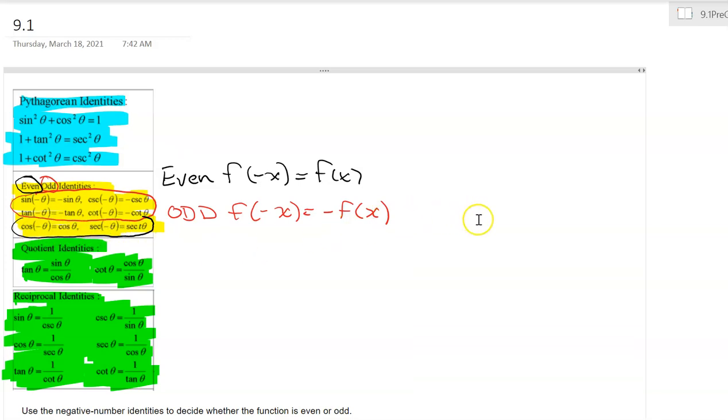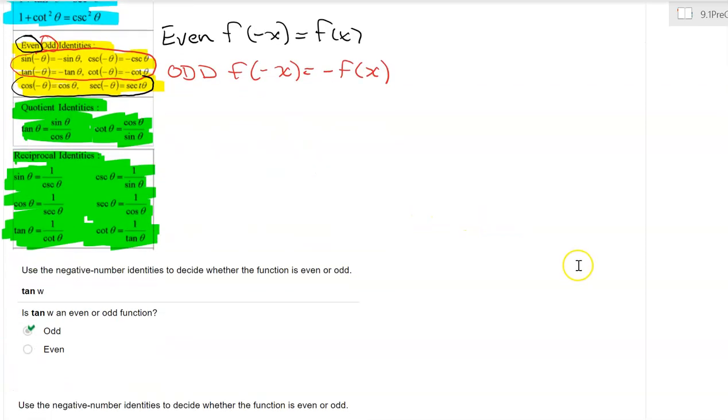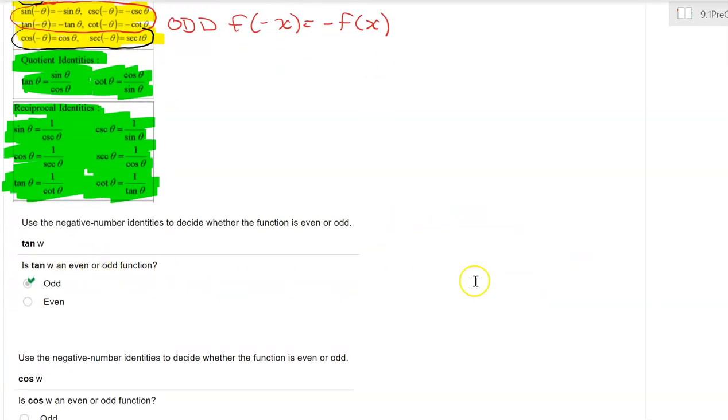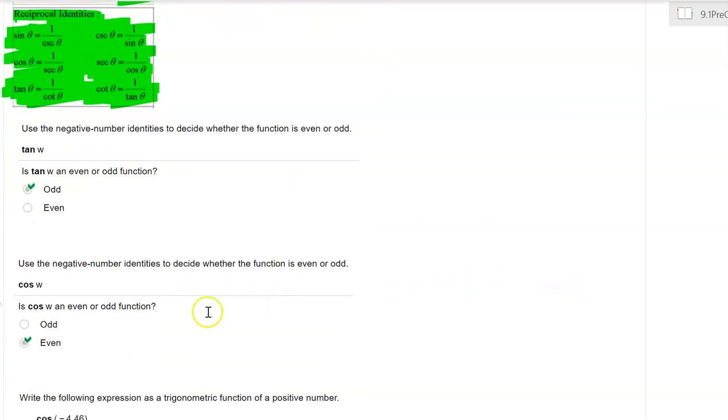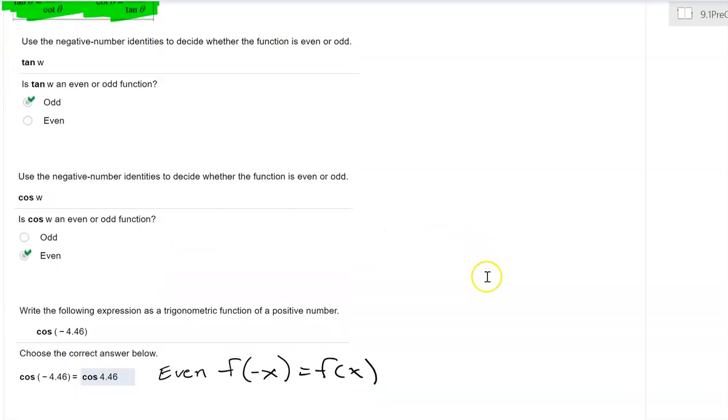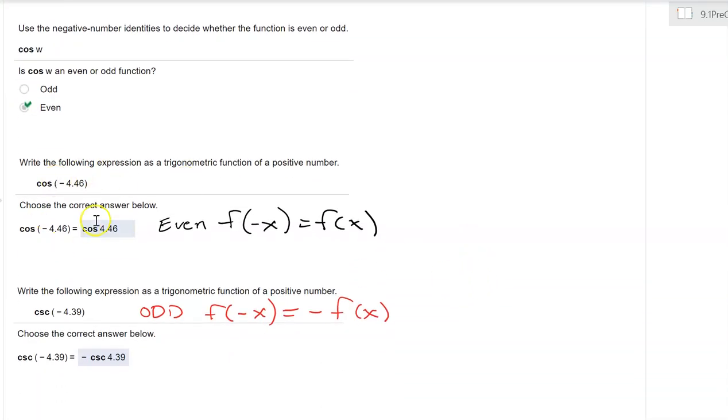And we have a couple of those questions here, and it's very straightforward. So is tangent odd or even? Is cosine odd or even? So if you can just remember cosine and its inverse secant are the only even functions, then you know the rest are odd. And so then we play this out.